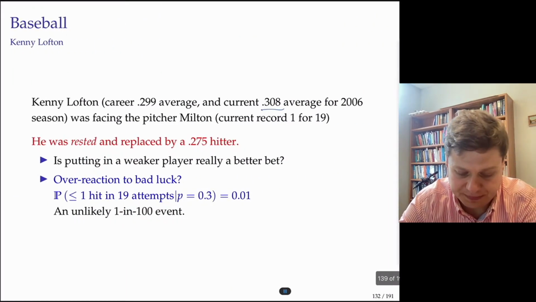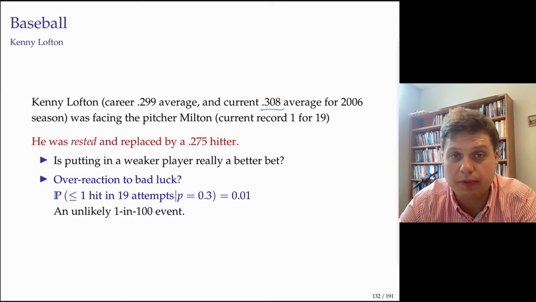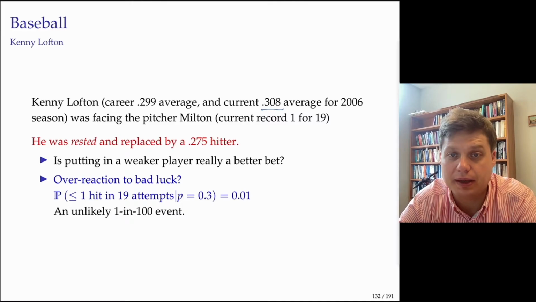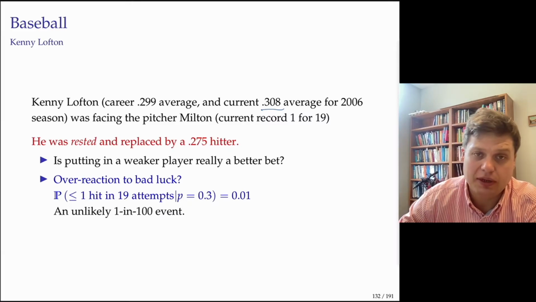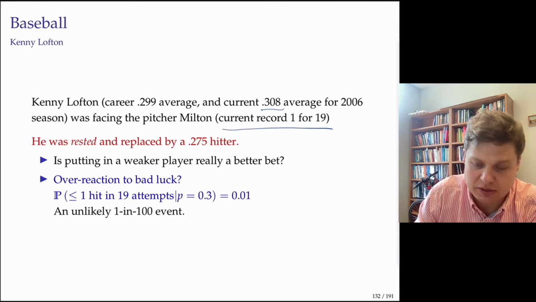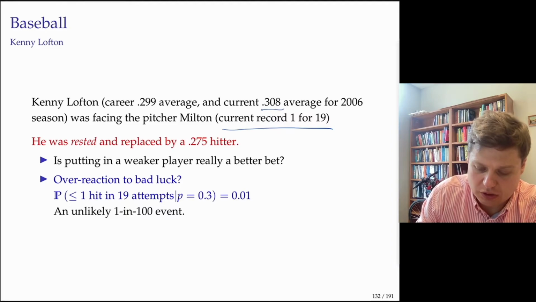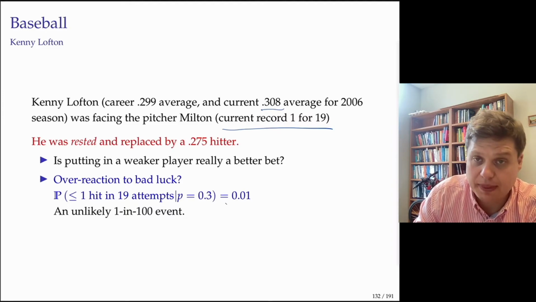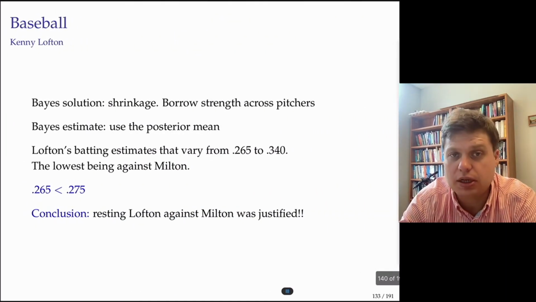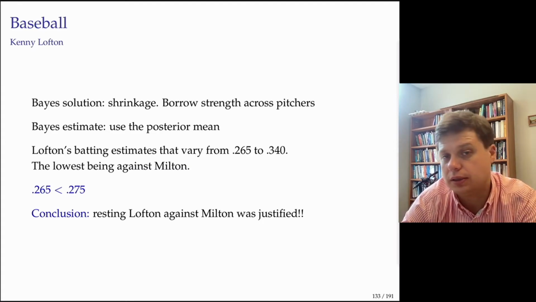And what happened, he was rested and replaced by a .275 hitter. The question was, is putting in a weaker player really a better bet? If you calculate the probability of this record, 1 for 19, using just a binomial model, you get 0.01. So this is very unlikely to happen by chance. So we're going to do the Bayesian solution. We're going to calculate the shrinkage estimation for his ability to bat, and we're going to use the posterior mean.